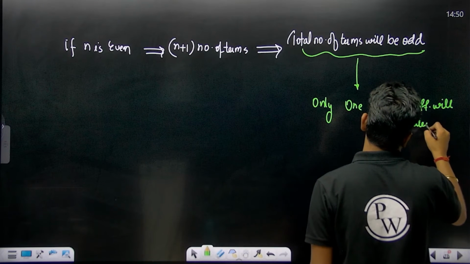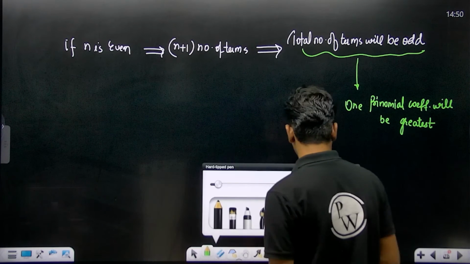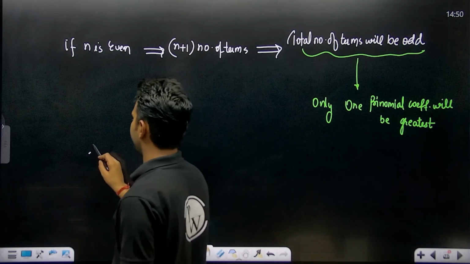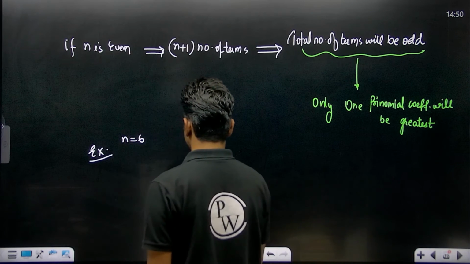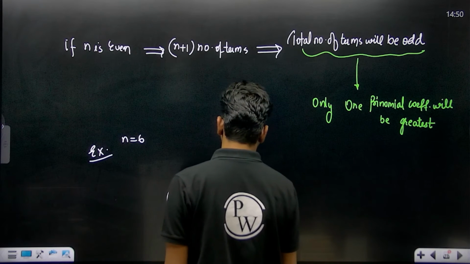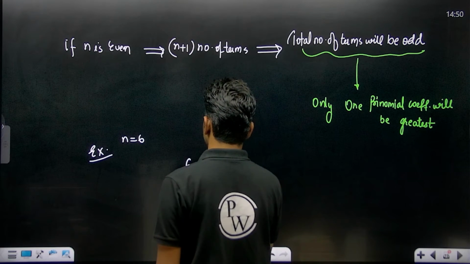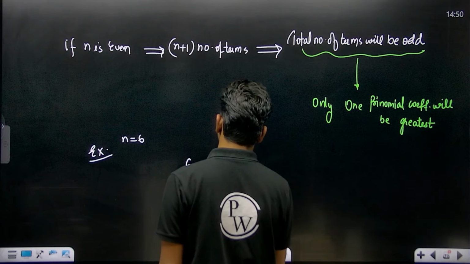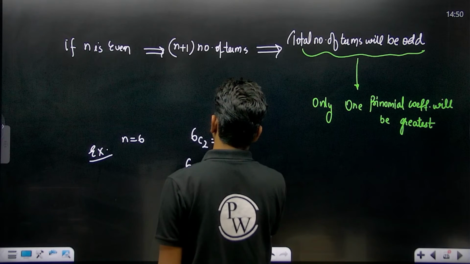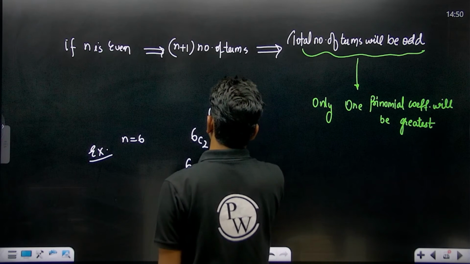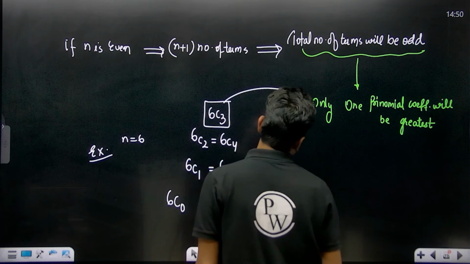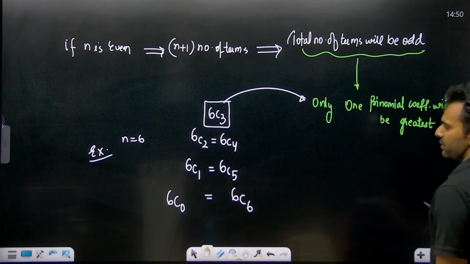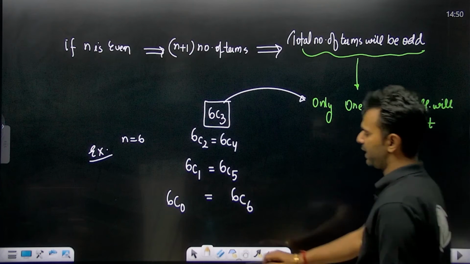Yes or no, beta? Like for example, n equals to 6. So we have seen that 6C0 and 6C6 will be equal. Then 6C1 and 6C5 will be equal. Then 6C2 and 6C4 will be equal. And at the end 6C3 will come. So this is the only one binomial coefficient which is the greatest one. Yes or no? Because n is even.